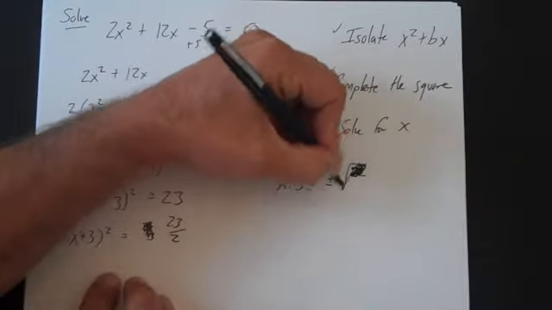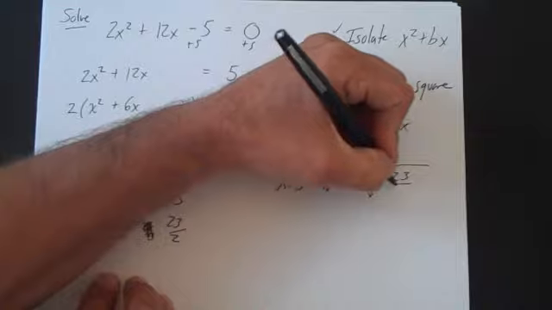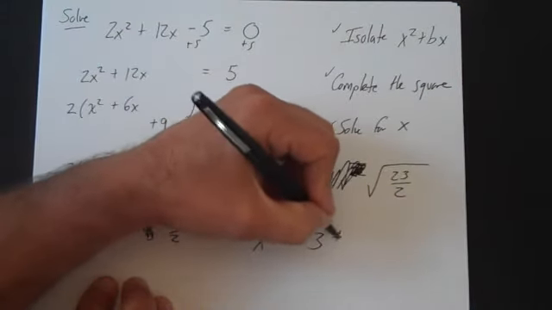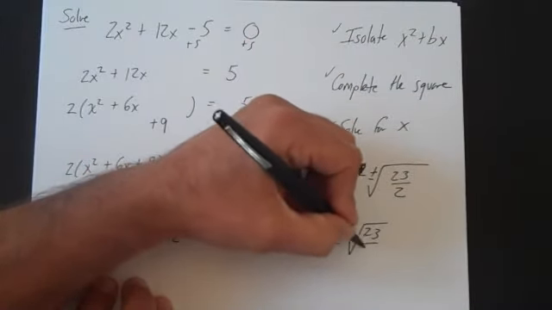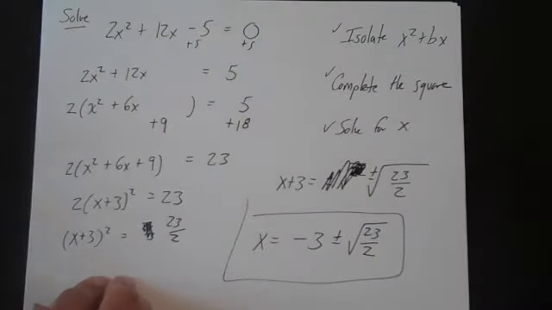Let's try that one more time. Square root of 23 over 2, and I'm going to subtract 3. Now, I still have to simplify this, and that's what I'll do next, but that's the general idea of the problem.